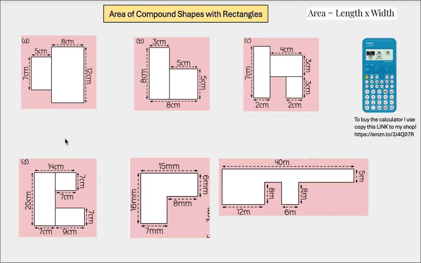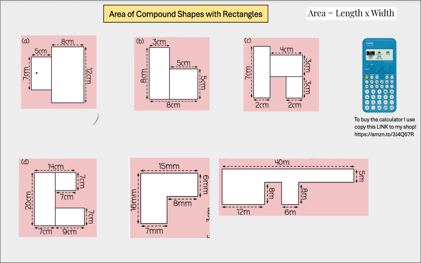This video is going to show you how to do the area of compound shapes using rectangles. Now, in the previous video, I taught you how to find the area of a rectangle, length times the width, okay? So this time, we've got rectangles squished together, compounded together, and we need to find out the area of the totality of it all.